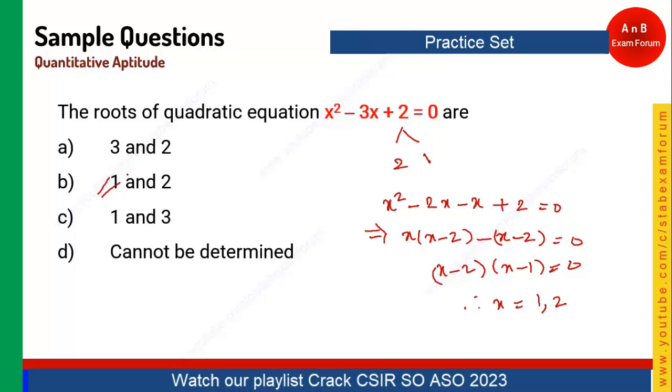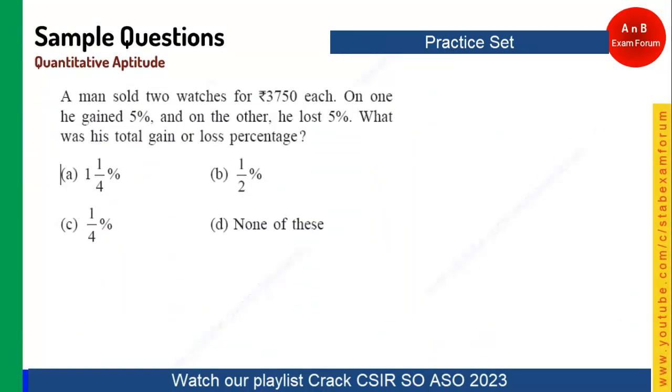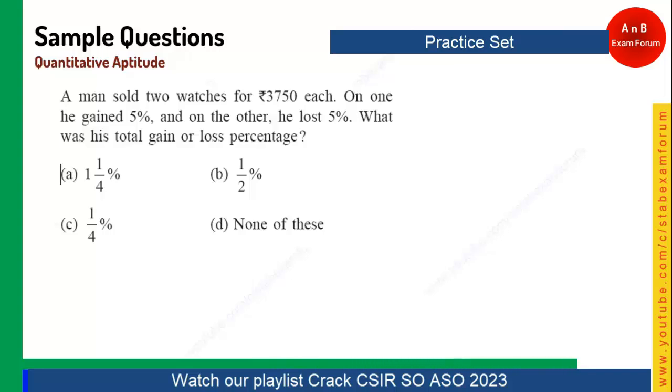Okay, shall we move to the next question? This is from profit and loss. Your time starts now. Time's up, students. You must get these types of questions right too. In this type of question you should do everything in percentage. So this number is not required at all. I will show you how this number is not required at all.